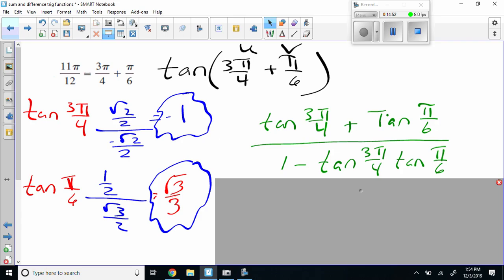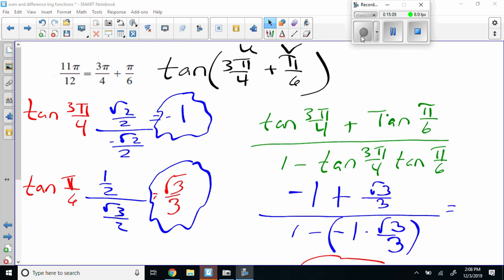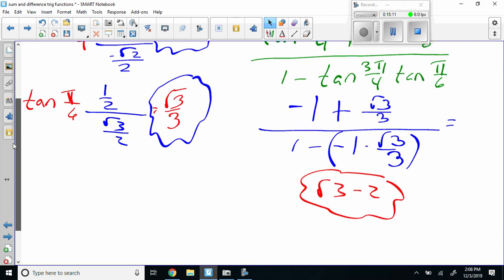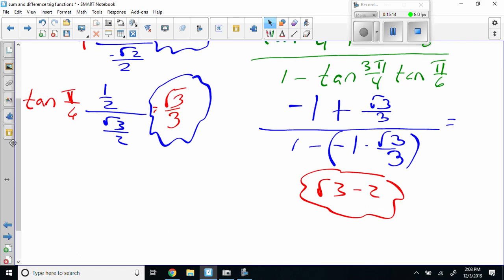All right. Y'all evaluate. I'm going to give you a minute to evaluate, please. Get it in simplest form. Okay. All right. Now, yeah, okay. Here, check your work. Did you get square root of 3 minus 2? Hold up. Oh, you got that. All right.